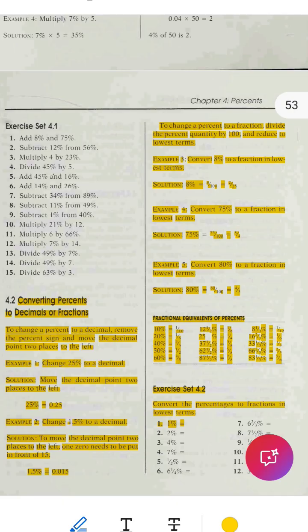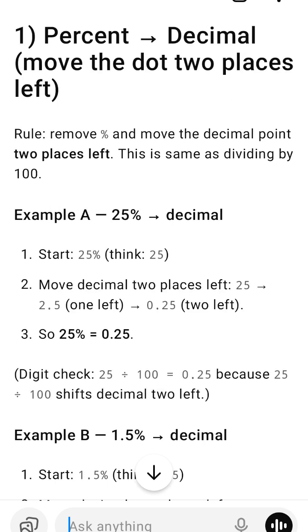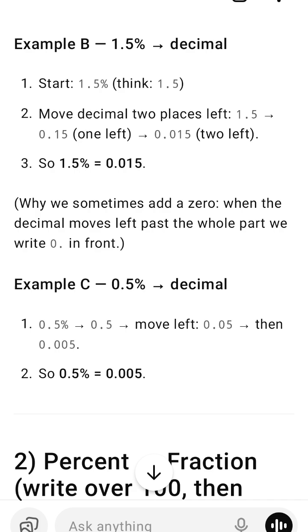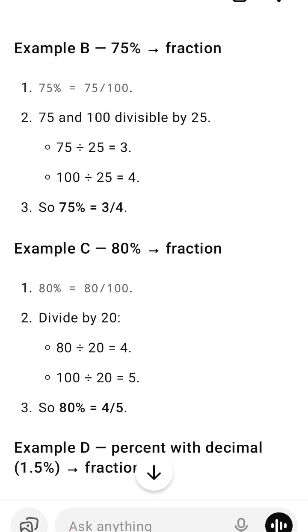Perfect. I'll now make you the world's best cheat sheet page on converting percents to decimals or fractions. It will be crisp, one-page, exam-ready, with only the most important points, formulas, and examples. Nothing extra, nothing missing. Cheat sheet: converting percents, decimals, fractions. Core meaning: percent is per 100 or out of 100. Example: 25% equals 25/100.